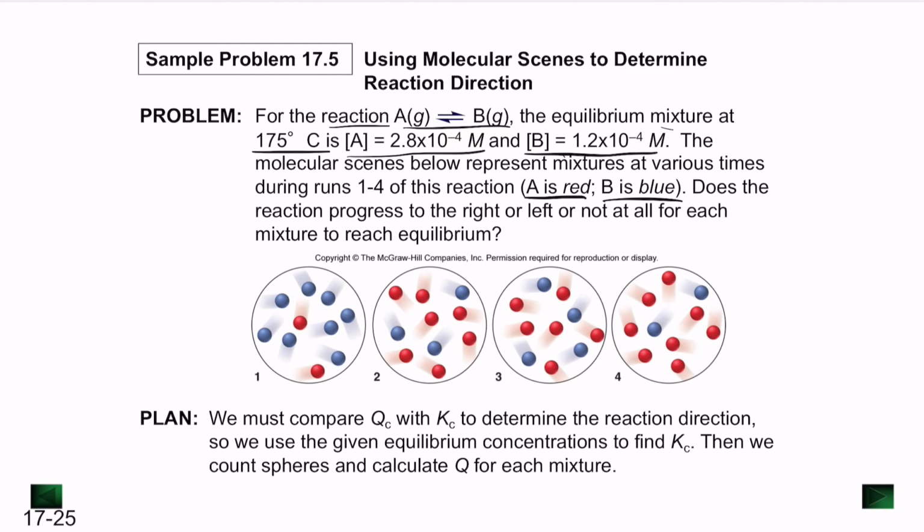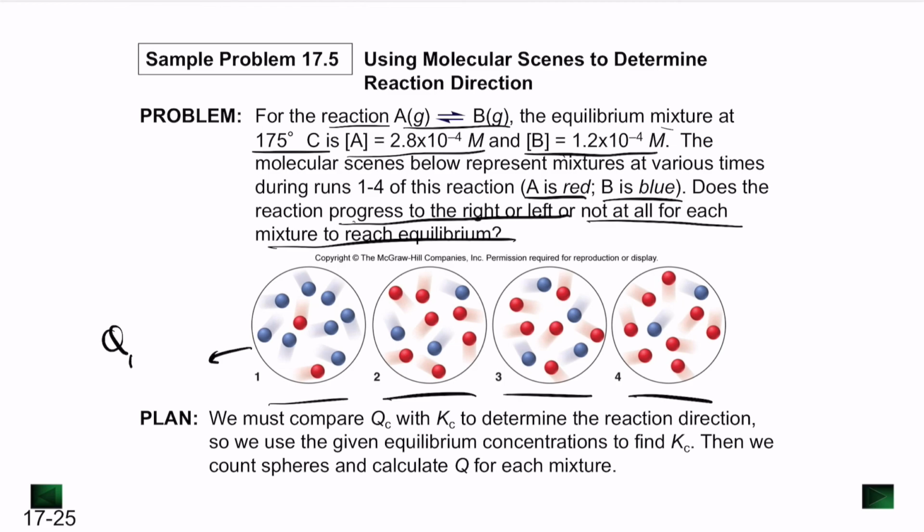So that is the given here. They have given us 4 situations and they're asking us to calculate Q, and whether the reaction progresses to the right or left or not at all for each of these mixtures. So we have to calculate Q based on the values that are given, based on the number of blues and the number of reds.